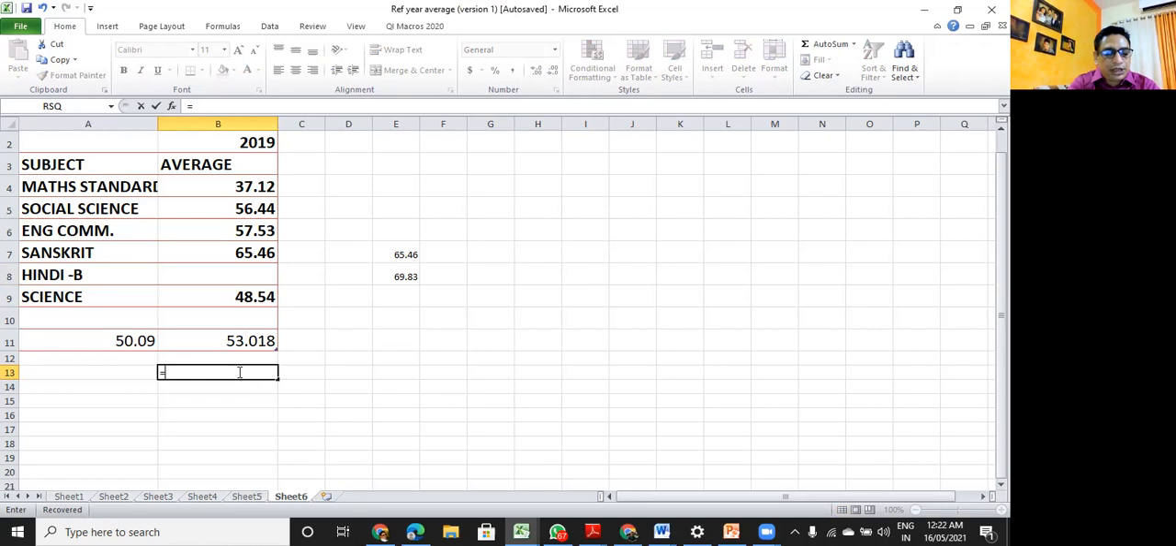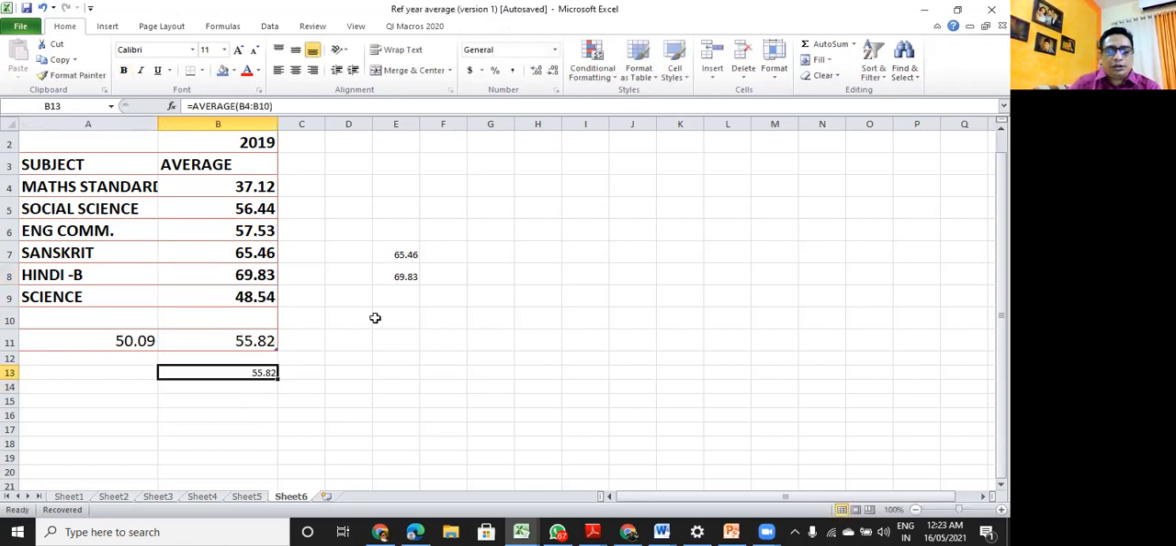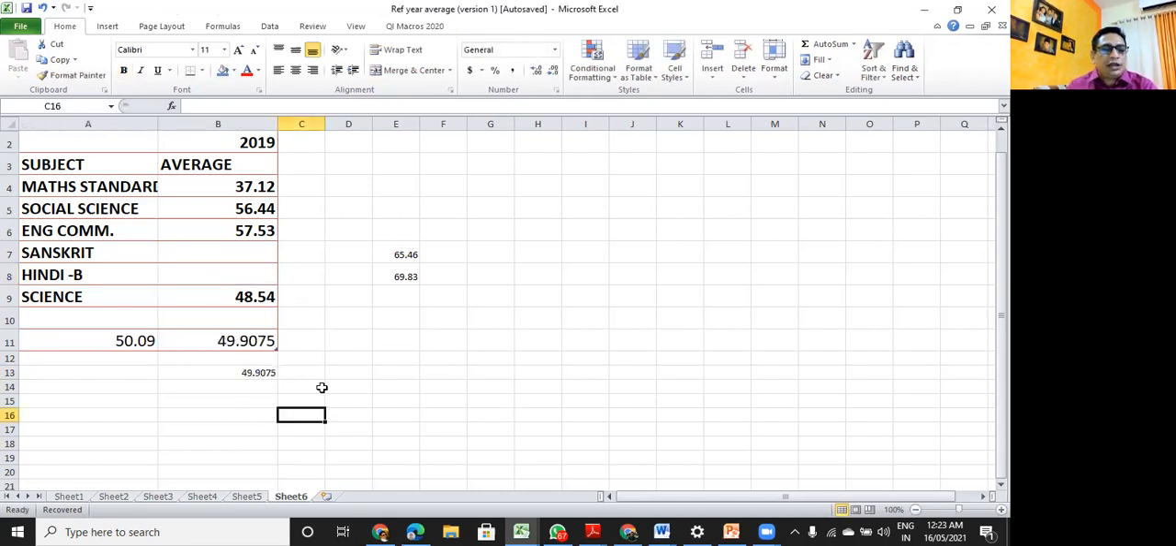Are we still reaching the average? See, it's still 53. We are not reaching the average. Okay, now let me put back Hindi B, 69.83, and remove the Sanskrit. Does it work out? No, see, it's changing to 53.89. So what I found here is when I removed both these, Hindi and Sanskrit, both I have deleted, now the data comes to 49.90, which is very close to 50.09.